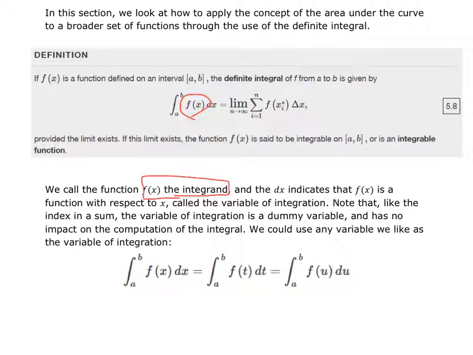And then we're going to do it with respect to x. We're also going to be doing it with respect to other variables. So if you see dx, then we are doing it with respect to x. If you see it with t, then we're doing it with respect to t. If we're doing it with u, then it's going to be with respect to u. So that du is going to help you determine what the variable is and what is considered a constant.